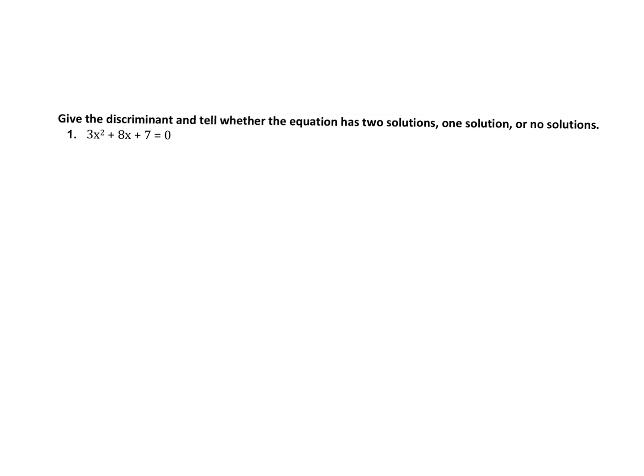All right, so it says give the discriminant, and tell whether the equation has two solutions, one solution, or no solution. So what we're going to do is assign our A, our B, and our C. So A is equal to 3, B is equal to 8, and C is equal to 7.